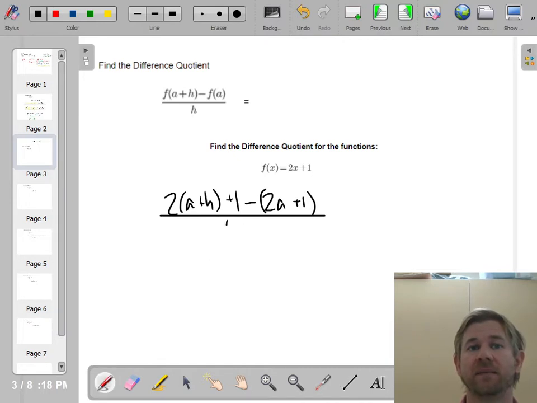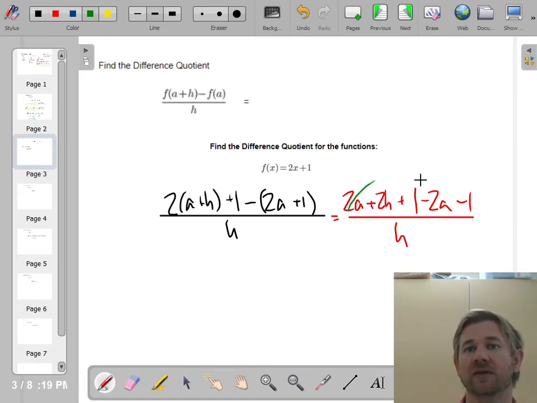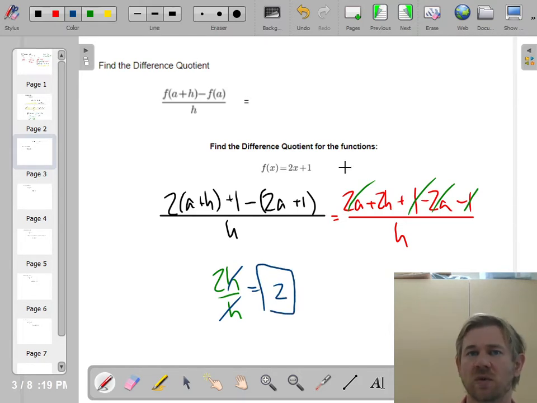All divided by h. I'm going to simplify the top by distributing. So 2a plus 2h plus 1, and then minus 2a, and then minus 1, all over h. What goes away? Hopefully it's a lot. 2a goes away, and 1 and negative 1 go away. So I end up with just 2h over h, which simplifies to 2. So what's the difference quotient? The difference quotient is 2, and that's it. Your answer is 2.